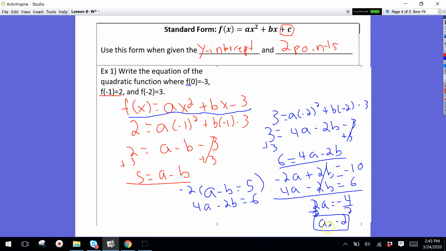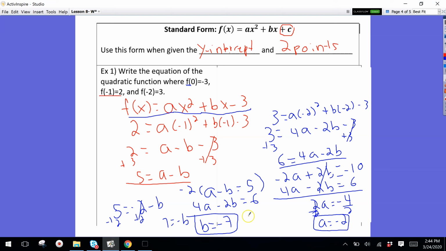And so now that I have my a value, I can plug it in to either of my two equations here, so either this one or this one, and I can solve for b. So I can do 5 is equal to -2 minus b and solve for b. I can add 2 to both sides. And then here I get 7 is equal to -b, so b is going to equal -7.